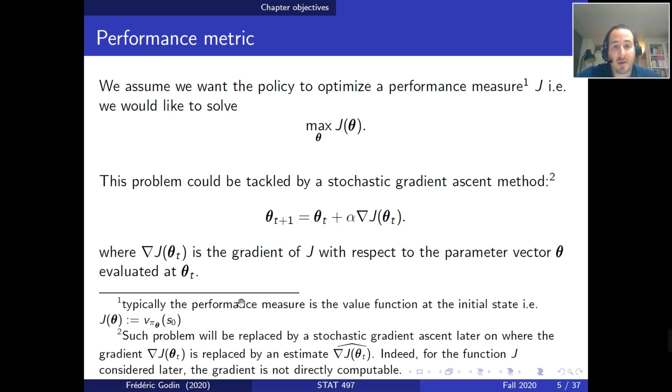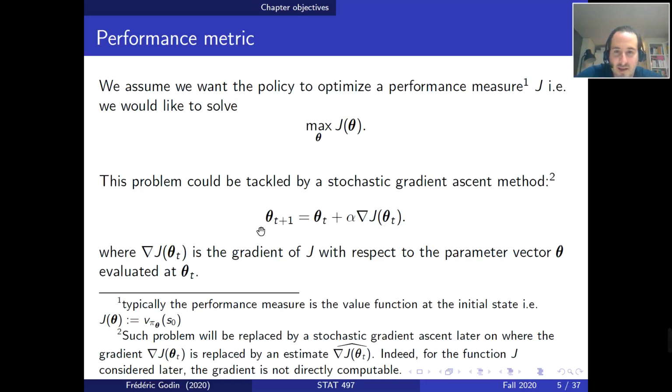So the objective is to find the parameter vector theta, which leads to the best possible policy in terms of maximizing our objective function, which is in many cases the value function. Again, we could consider a stochastic gradient ascent method to do that. If we wanted to apply stochastic gradient ascent, we would have the following update rule: theta t plus 1, our next estimate of parameters, is the previous one plus the learning rate times the gradient of the objective function evaluated at the current parameter.